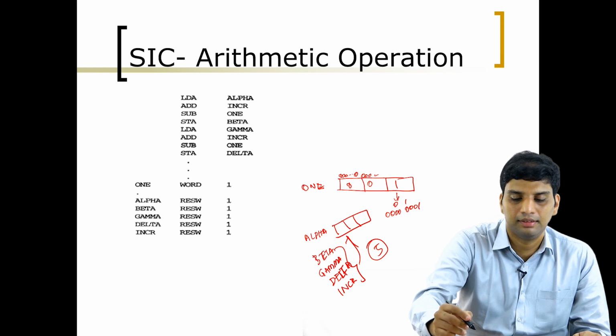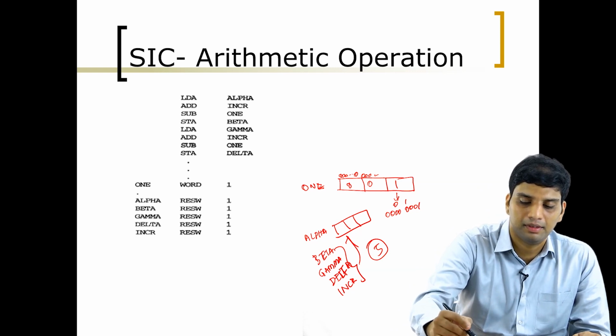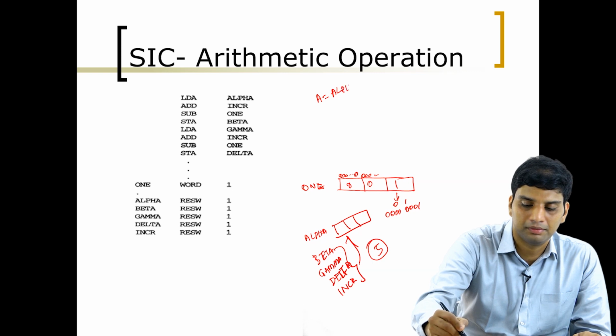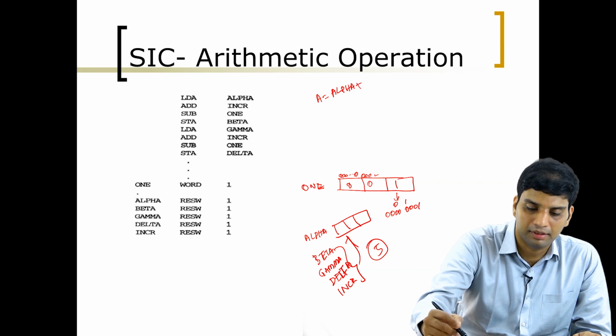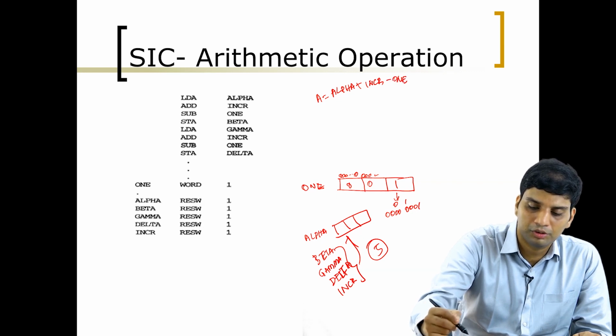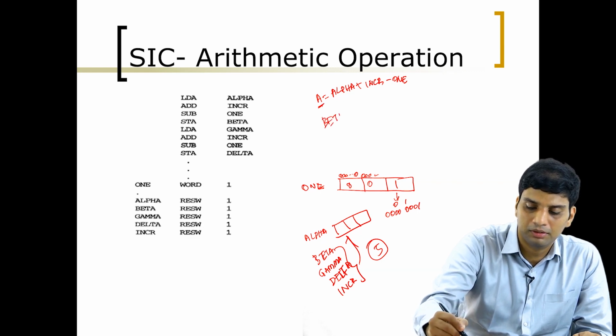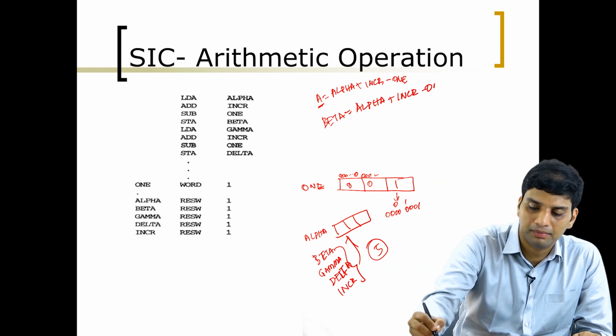The program starts like this. LDA alpha, that is, alpha is loaded into the accumulator. Now the accumulator contains alpha. Next line, ADD INCR. That means you have to add INCR to the accumulator content, that is alpha. Next, SUB 1. You are subtracting 1. Now STA beta. Now the accumulator content is stored into beta. Now beta is equal to alpha plus INCR minus 1. Clear?